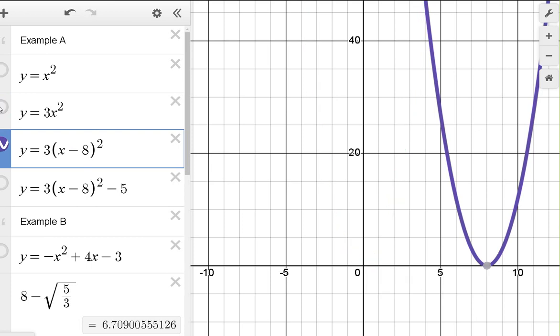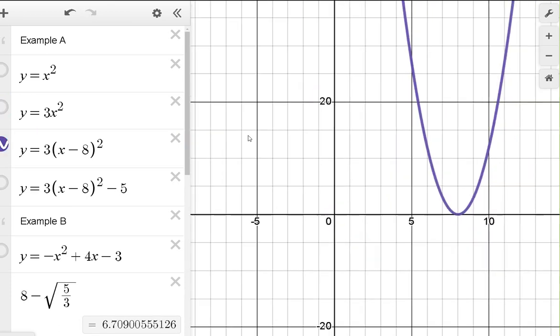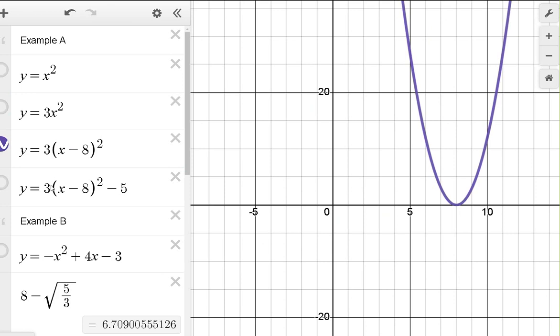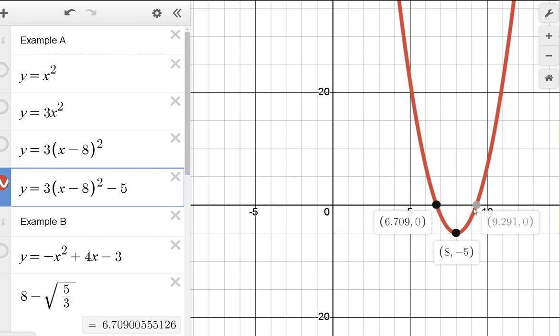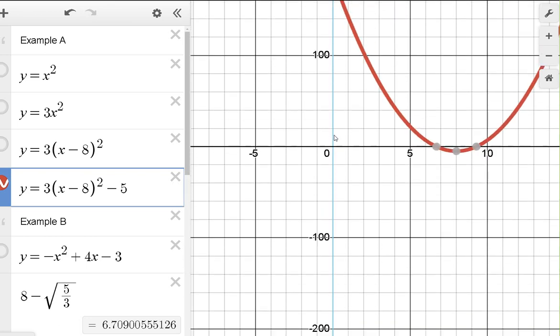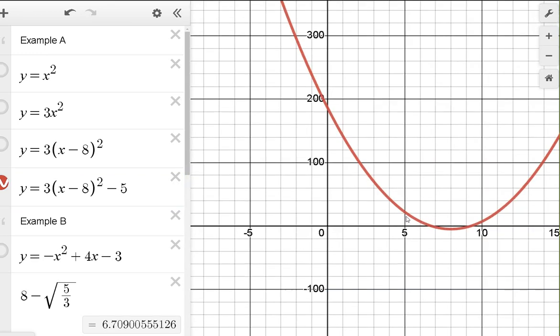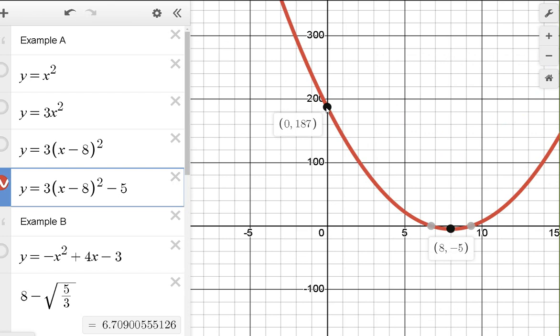Great, let's shut this one off and let's look at one last change here. 3 times x minus 8 squared, this time minus 5. Move it down by 5. Moves it down by 5. So you've got a vertex here, bang, and then you've got x-intercepts here and here. If you want to see the y-intercept, you're going to have to do a little bit of work. You have to kind of scroll in. The y-intercept doesn't come for a while. Look at that, it's way up here, 187.